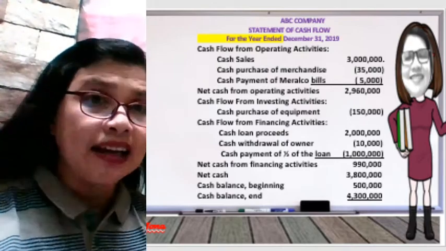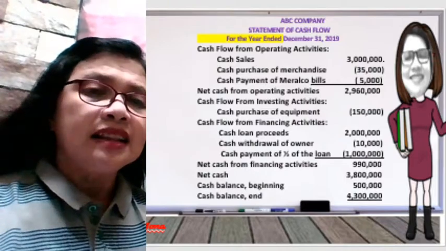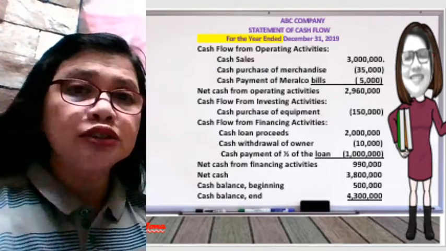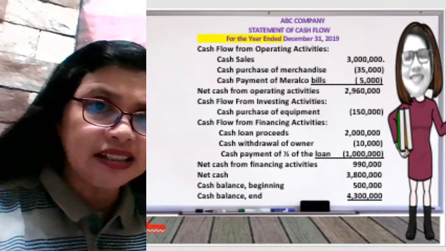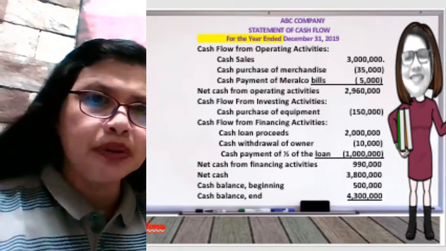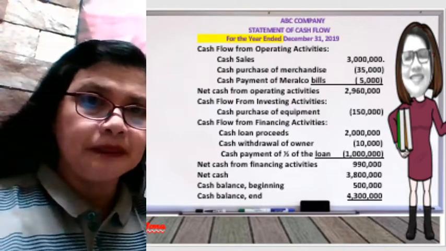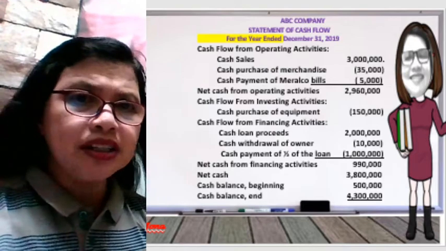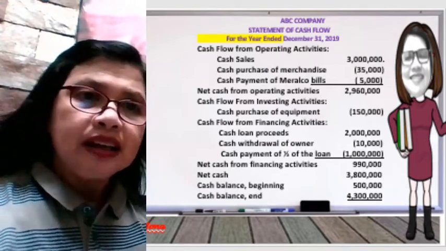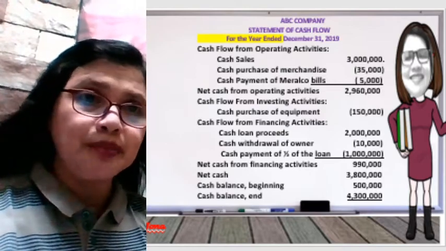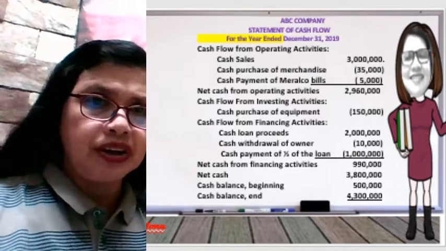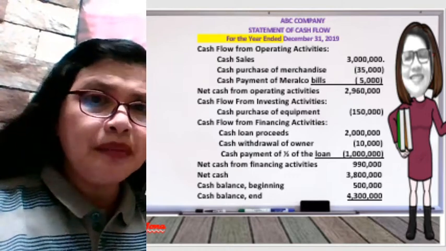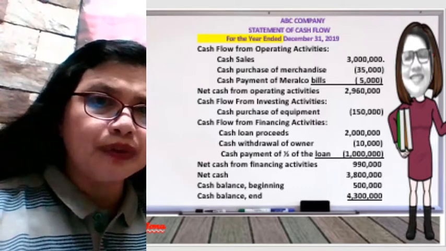Then the investing activity, again, what's an investing activity? Yes, the investing activity is concerned with the purchase and sale of non-current assets to facilitate your business. Like in this case, the company purchased equipment. So when he purchased equipment, that must be a deduction to your cash. And then we have also here the financing activity. Again, what are the components of the financing activities? This includes the changes in your equity account and the borrowings from your creditors. So here we have cash loan proceeds of 2 million and the withdrawal of 10,000 and the payment of one half of the loan of 1 million. So net cash from financing of 990,000.